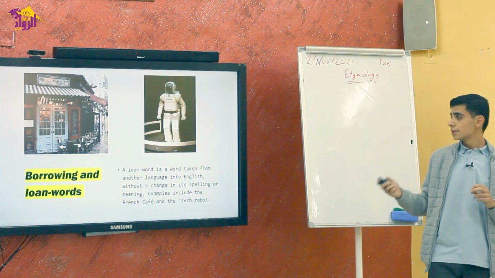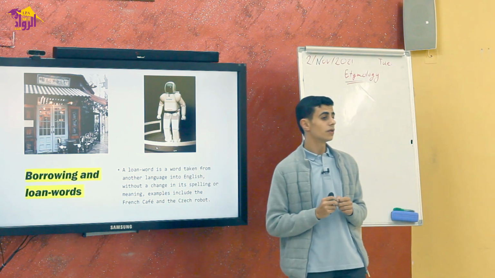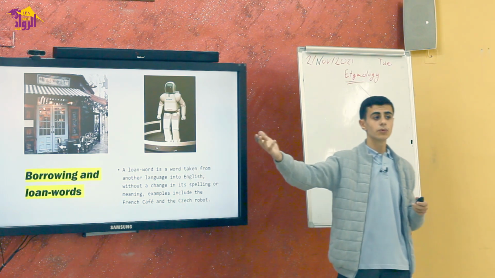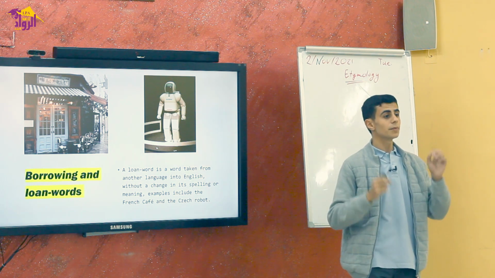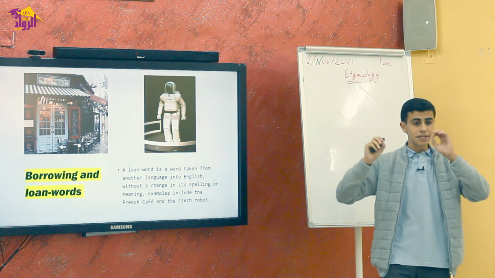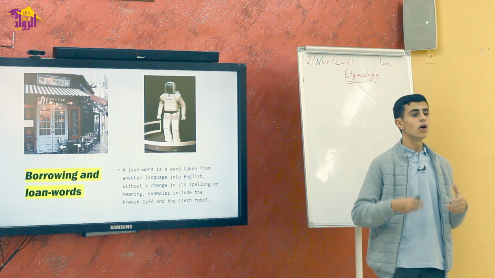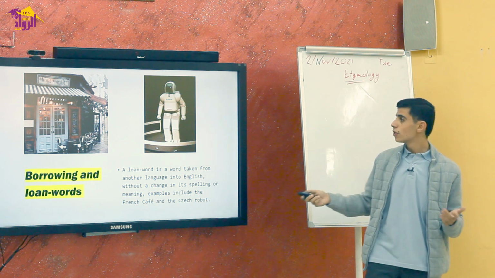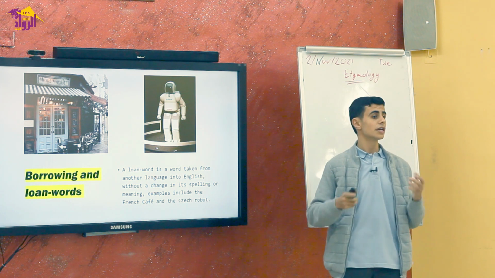The second process is borrowing and loan words. Now, borrowing is quite similar to derivation in that it takes a word from one language into English. But the only difference is that in borrowing, we take that word as it is without any change in meaning or in spelling. For example, the word cafe from French, or the word robot from a Czech novel.